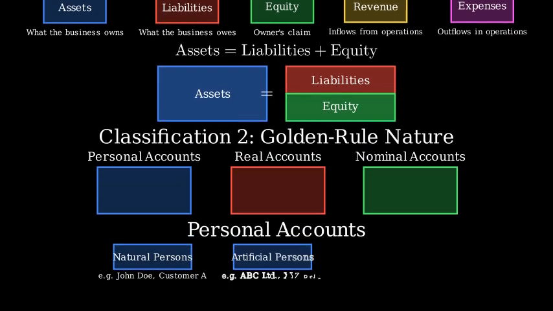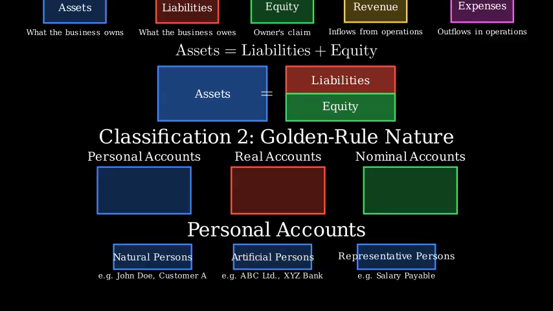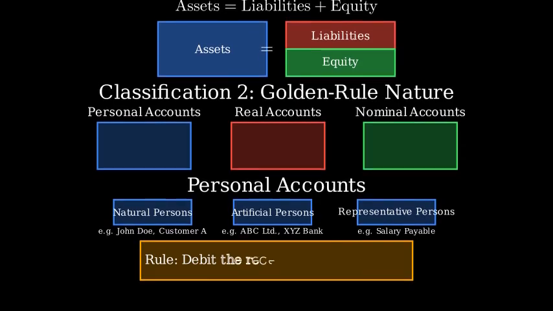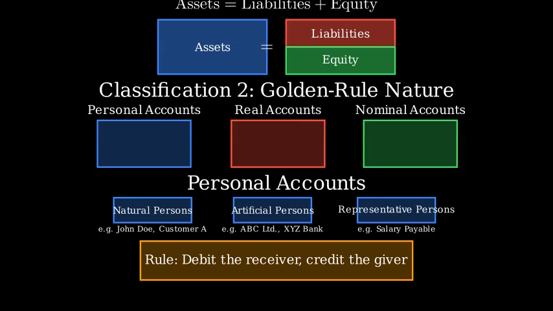These accounts relate to persons or entities and come in three forms: natural persons like individual customers, artificial persons like companies or banks, and representative persons like salary payable. The golden rule for personal accounts is debit the receiver, credit the giver. This means when someone receives something, their account is debited, and when someone gives something, their account is credited.